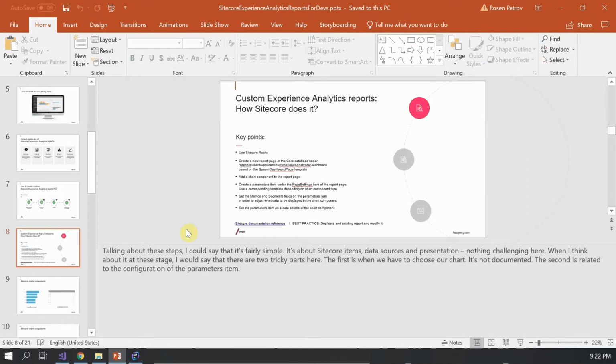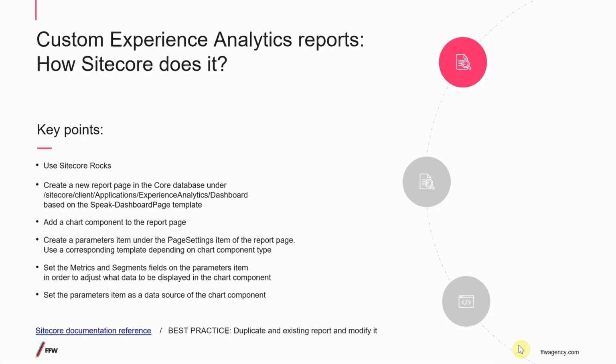As a beginning, we can summarize all of this to the point where we already know that to create a custom report, we have to create a new page in the core database based on the speak dashboard page template, pick our chart component and add the component on the page, create the parameters template based on the exact component type, chart type we have used. We'll see that in the demo after that, on the parameters item, which is used for a data source, we have two fields, metrics and segments, which basically control how our data is and which exactly data is pulled and displayed on the reports.